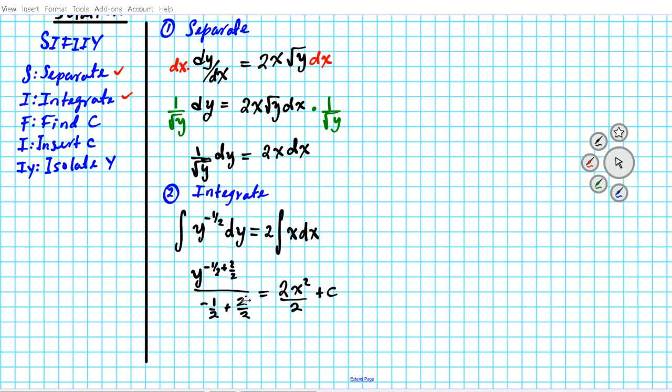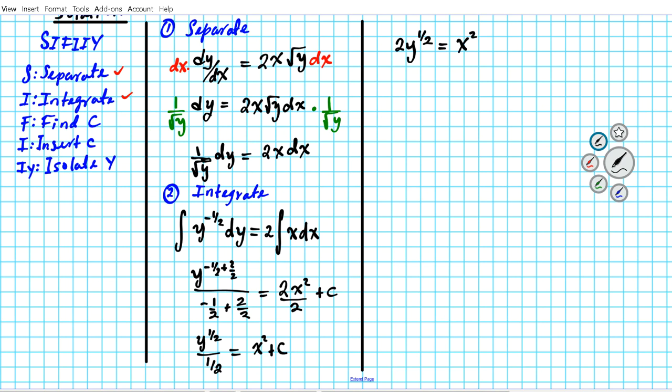Okay, so let's go ahead and simplify this. So this is going to become y to the 1/2 over 1/2 equals, and then we can divide these two 2's, x squared plus c. Okay, and then let's see what we can do here. We can then proceed to simplify this further. You drop, change, flip, so you have 2y raised to the 1/2 power is equal to x squared plus c.